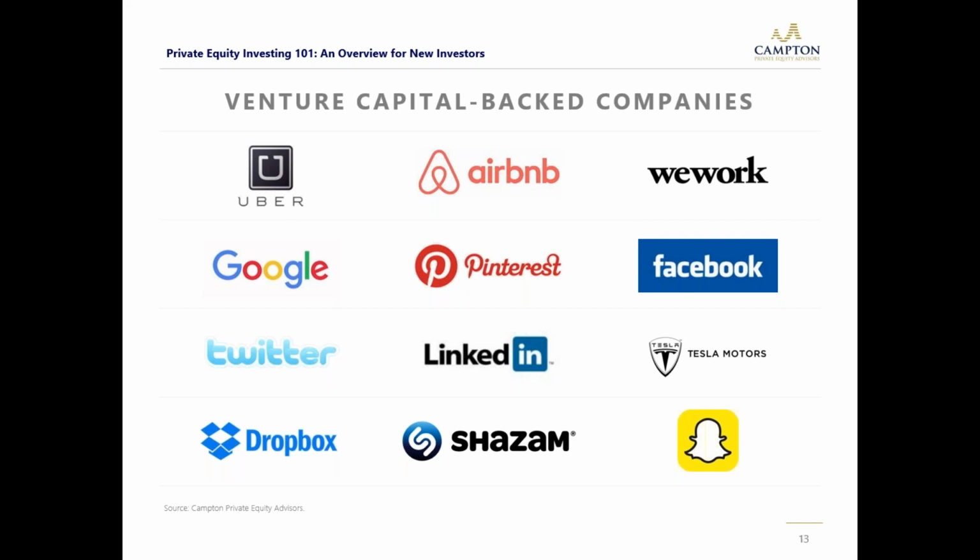Okay, so this slide basically shows some of the better known venture capital backed companies. These companies all took venture capital, some at very early stages. And with that capital, they have been able to develop their business models. A number of these companies have gone public and a few have been acquired by large strategics.